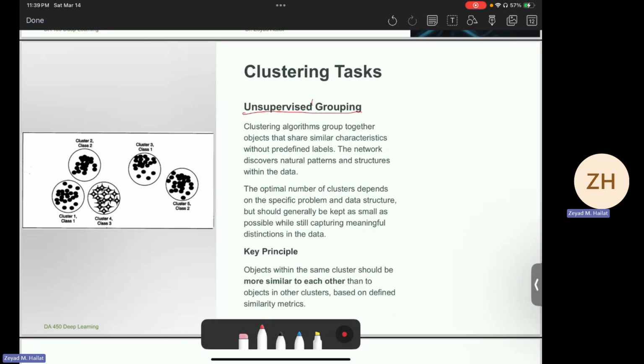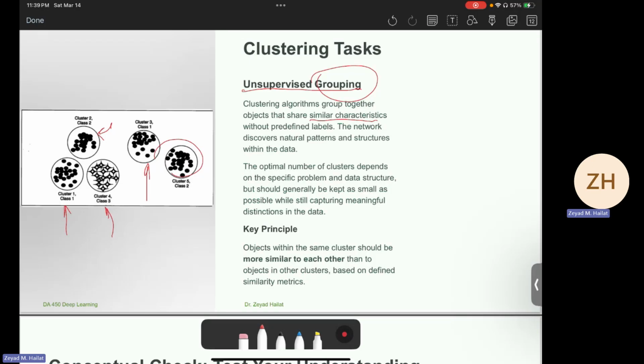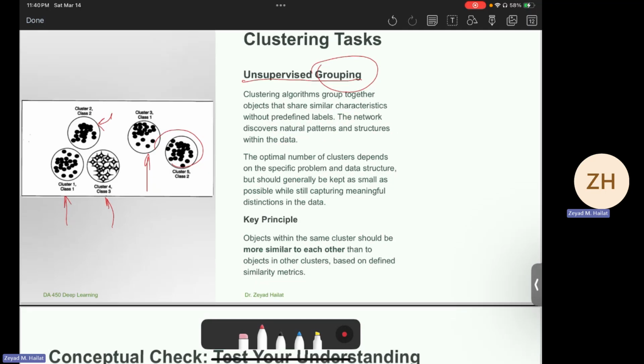Unsupervised learning is just grouping. You do not have any labels. You want to group objects based on certain patterns. If you have certain shapes, you want to group them together and you do not have labels. So clustering algorithms group together objects that share similar characteristics without predefined labels. Data is unlabeled. The network discovers natural patterns and structure within the data.